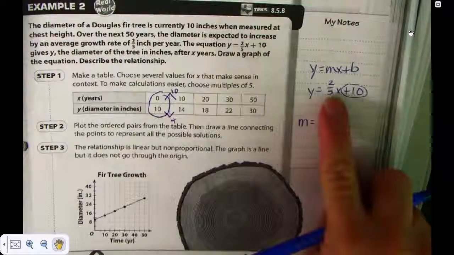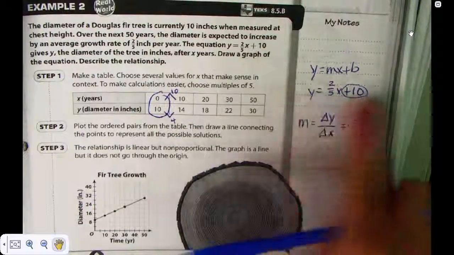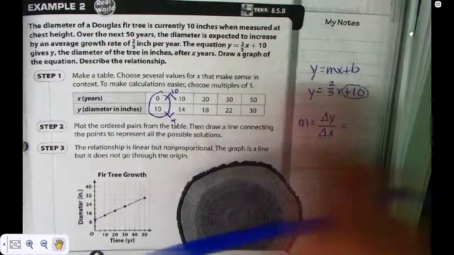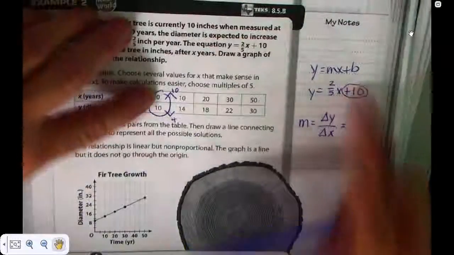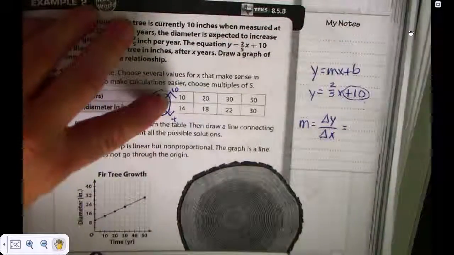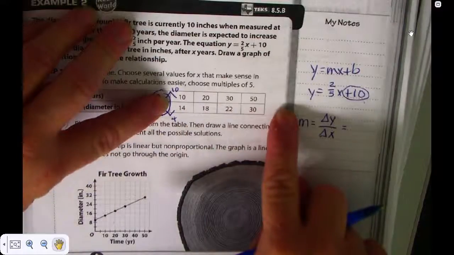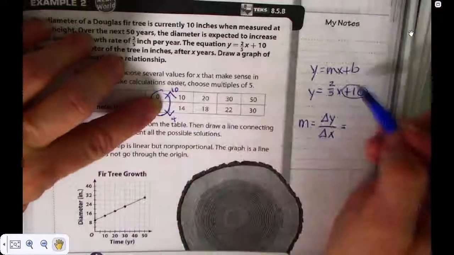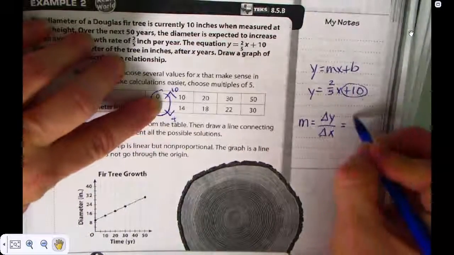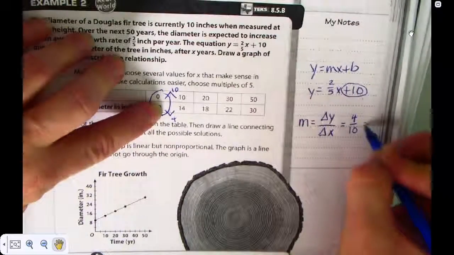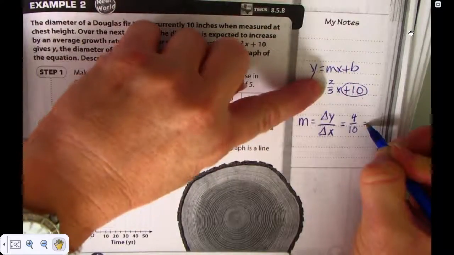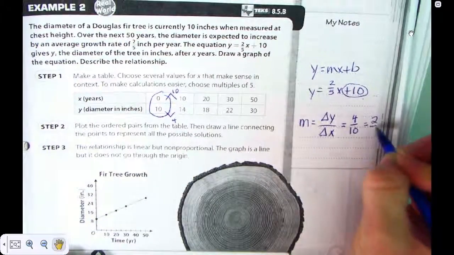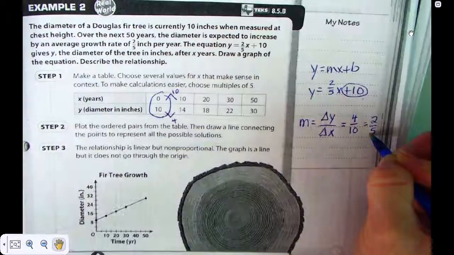We already know it's linear, guys, because it's in that form. So I don't have to do all of them. I can just do one because I know it's linear. But I'm going to go 4 over 10. Does that reduce down to 2/5 that they got? Yes, it does.